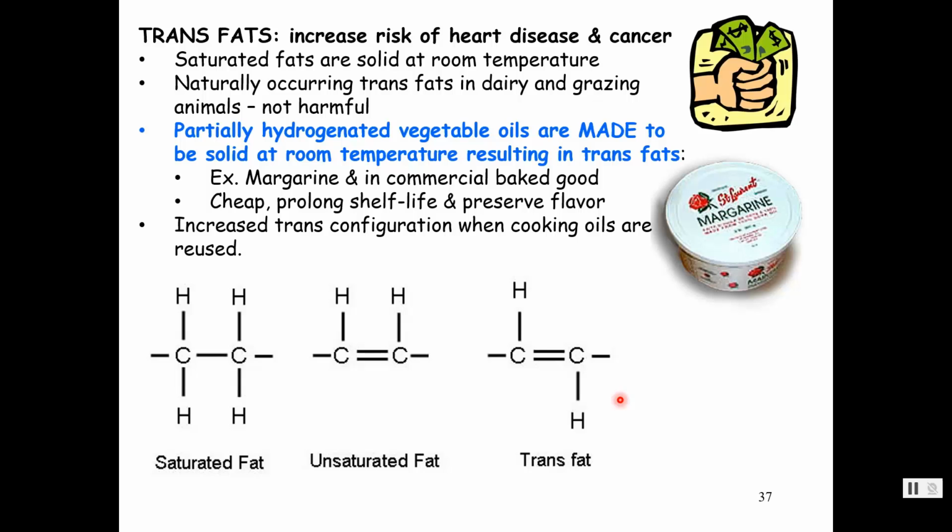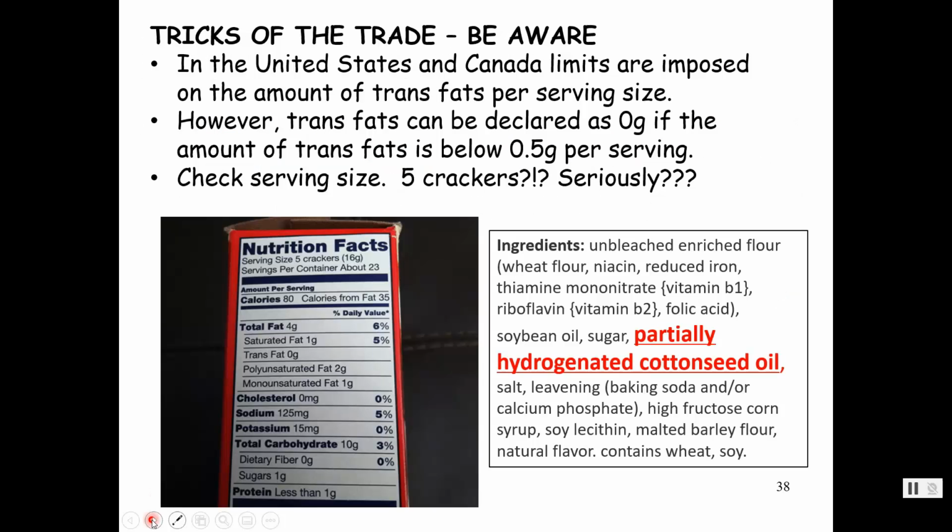Another advantage to artificially hydrogenating vegetable oils is when they're used in commercial baked goods. So think of those Keebler cookies or something that can live on the shelves for years. It does prolong shelf life, and it helps to preserve flavor. Another thing, when people reuse oils, you're not supposed to reuse your cooking oil over and over again, because that too will increase trans fats, just naturally. So trans fats are the least healthy, and we are supposed to completely eliminate them from our diet.